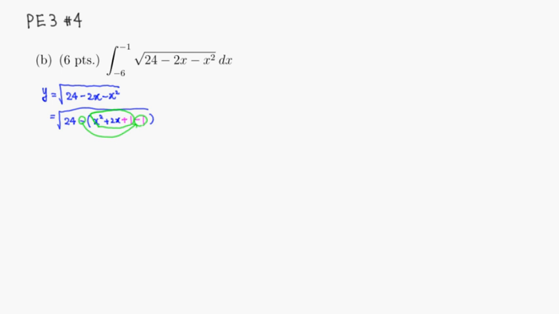So what you get is the square root of, here, negative times negative 1 is positive 1, combined with 24, you get 25. 25 is 5 squared. And then there's a negative sign, and x squared plus 2x plus 1 can be written as x plus 1 squared.